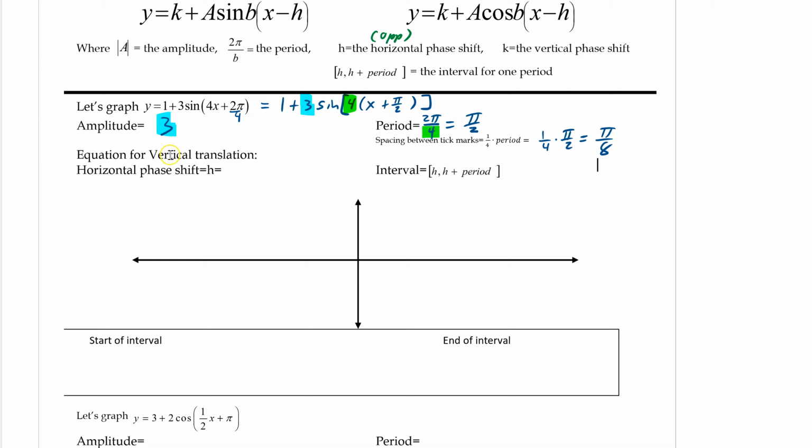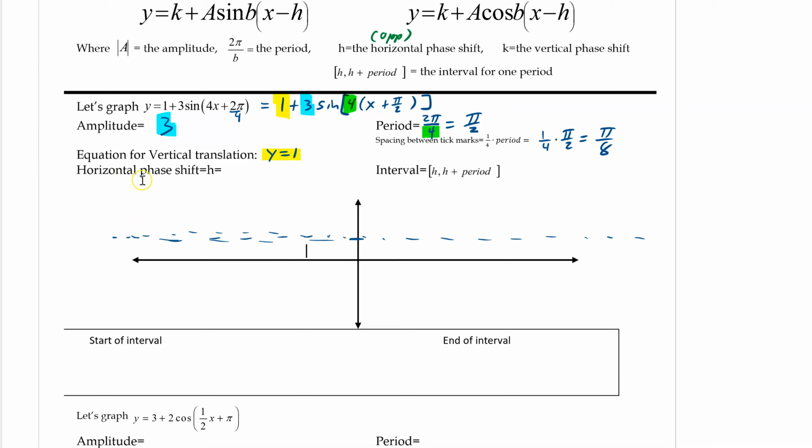Now we have a vertical shift here, and that's the 1. So let's do that one in yellow. That one's 1. And so we're going to have an equation of y equals 1 for our vertical shift. So we're going to go up 1 right off the bat and put a dotted line like that. And so that is actually what we're going to oscillate across.